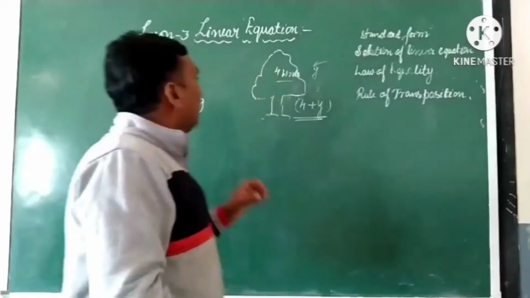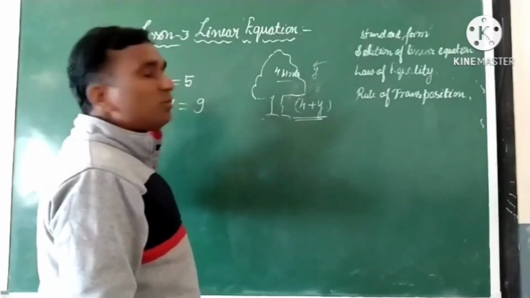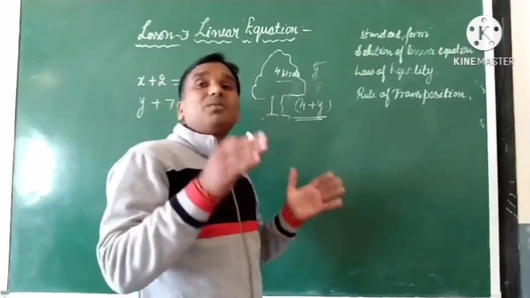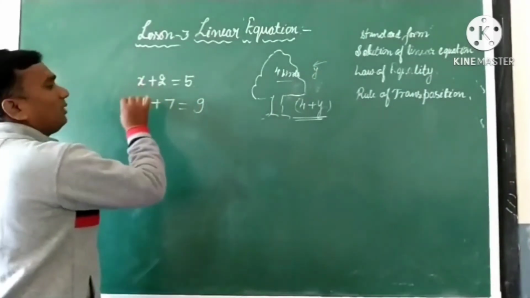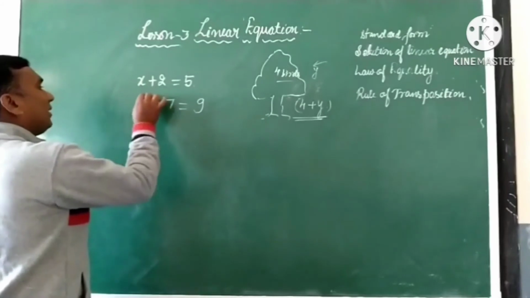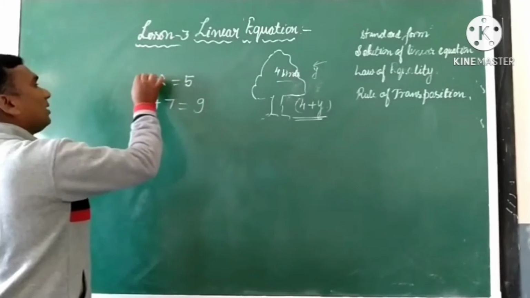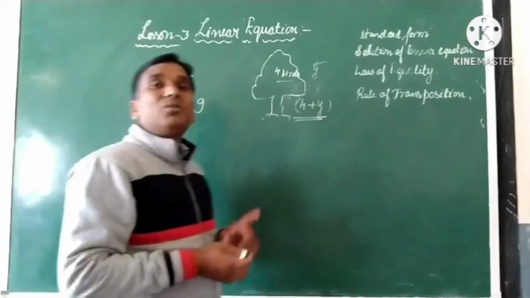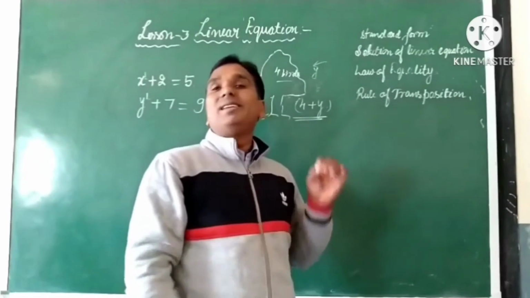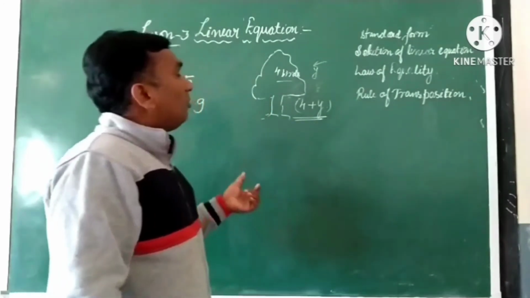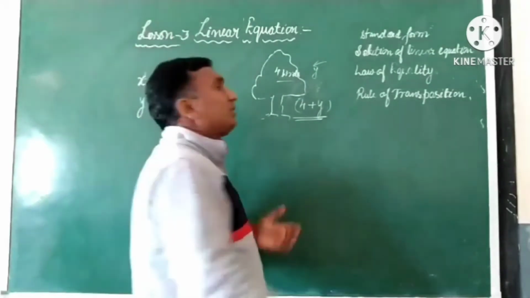So these are known as equations, and these equations with an equality symbol have one power in x and y. Here y has one power and x also has one power. So this type of equation is known as a linear equation. Understood? Now we will learn more about linear equation.